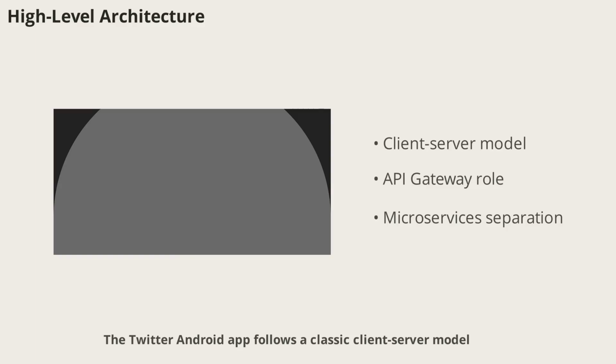Twitter Android app follows a classic client-server model. The Android app acts as the client, communicating with an API gateway that routes requests to various microservices. This separation allows each service, such as authentication, tweets, feeds, notifications, and messaging, to scale independently. The API gateway handles load balancing, authentication, and caching, ensuring efficient and secure communication. This modular approach is essential for maintaining performance and reliability as user numbers grow.